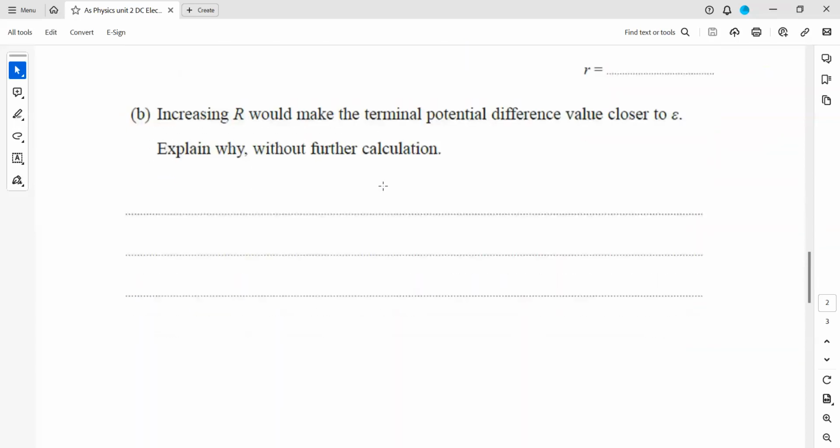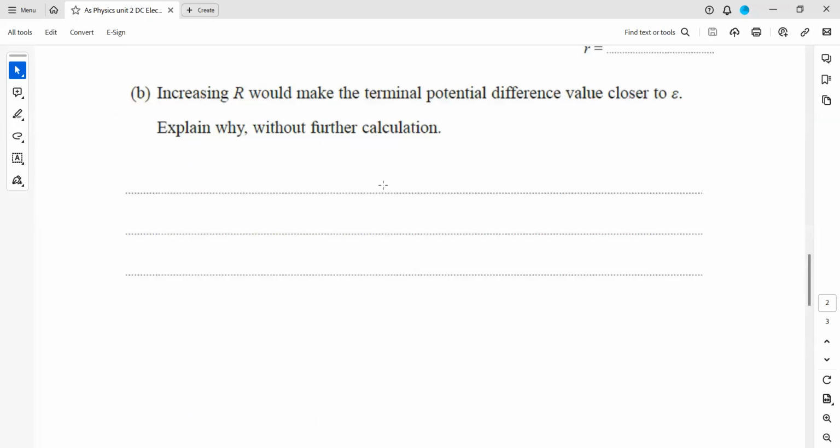Increasing R would make the terminal potential difference closer to E. Without further calculation, explain why. Look, when we increase the value of R, what will happen to the current? If R is increasing, as a result, what will happen? Less potential will be there across the internal resistance because the value of the current will decrease.